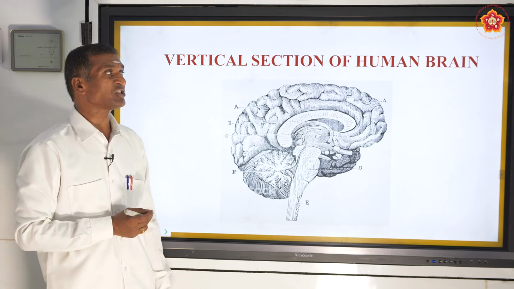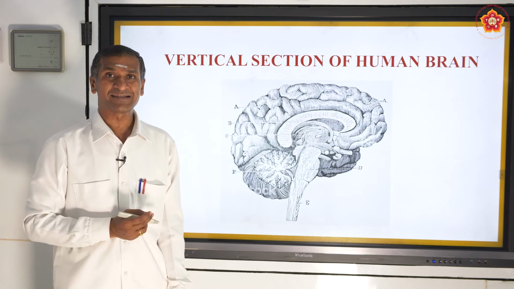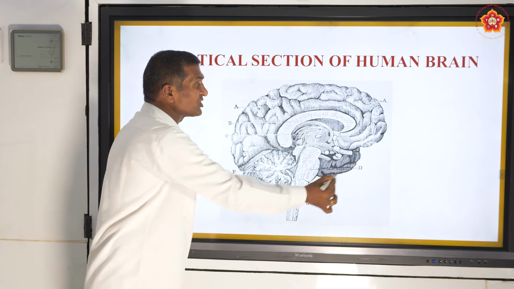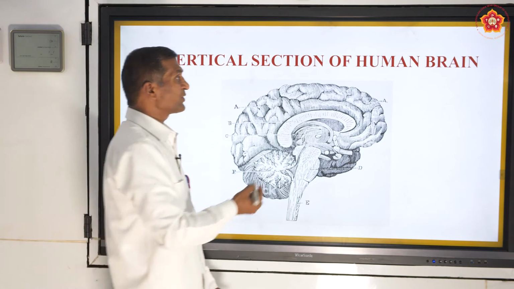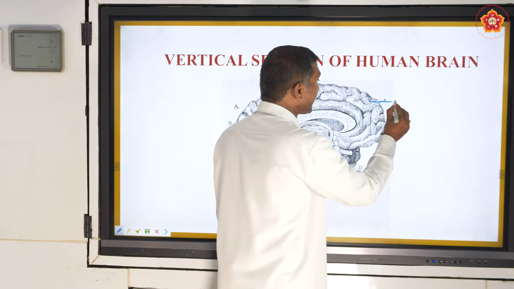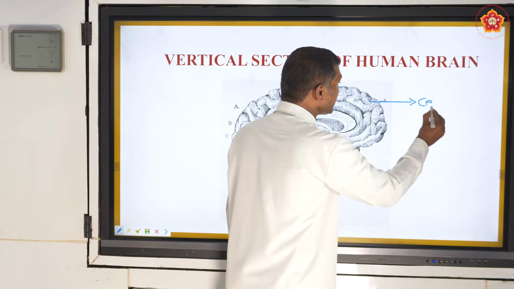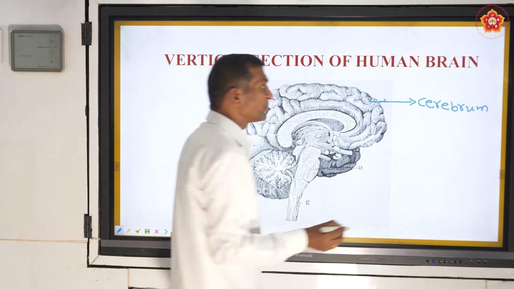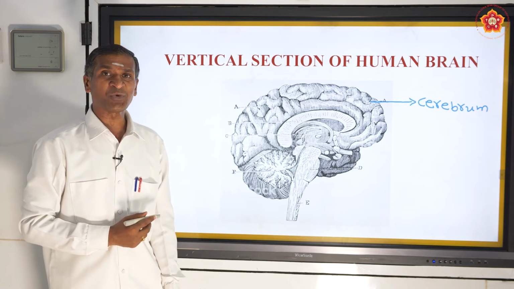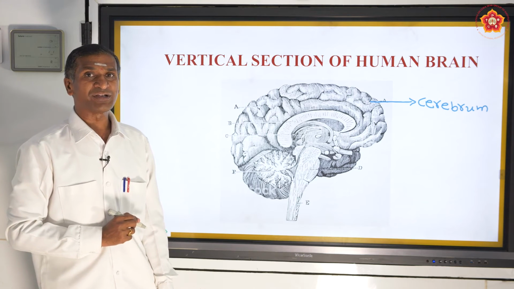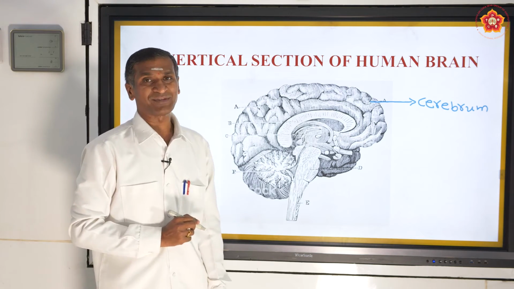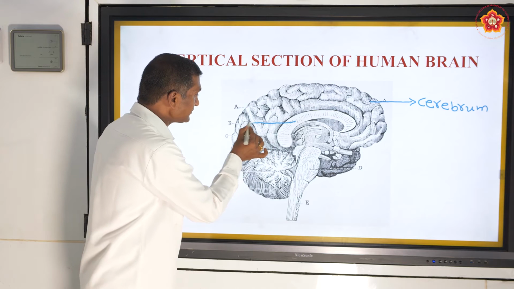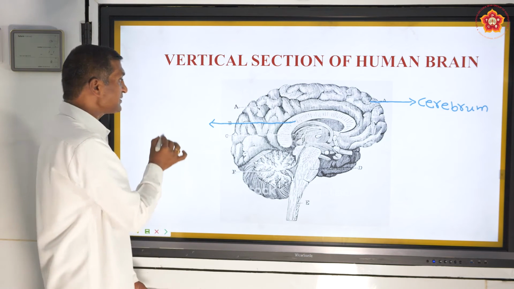The vertical section of the human brain tells us the complexity of the brain. This is the human brain structure diagram where you can observe the parts. A, this is the cerebrum, C-E-R-E-B-R-U-M, cerebrum. 3/4 of the human brain is covered by this outermost layer, the cerebrum. If we come to this part, this is the midbrain.